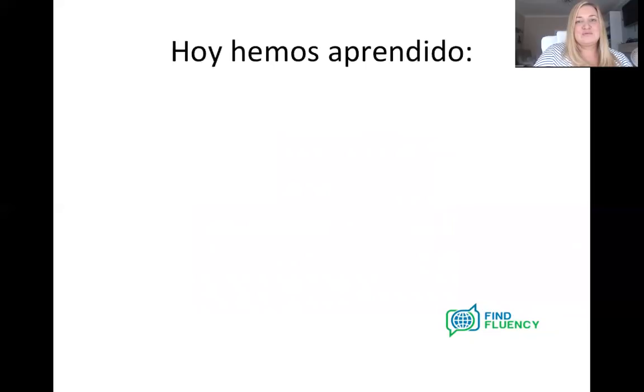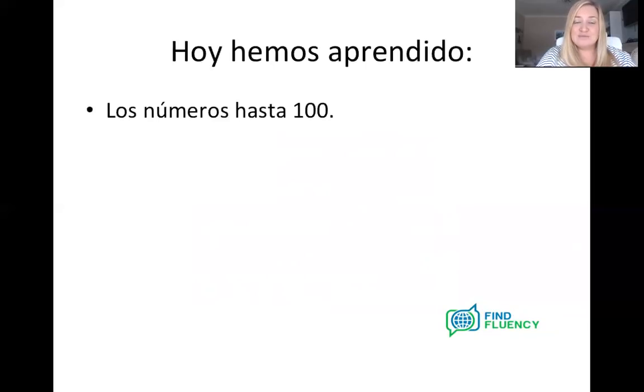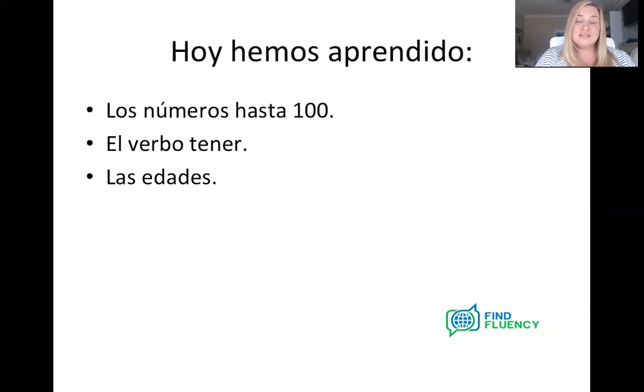Okay, well done today, guys. Hoy hemos aprendido, today we've learned, los números hasta 100. El verbo tener, 3 partes del verbo, so 3 parts of the verb. Y las edades en español. So we've done numbers to 100. We've done 3 parts of the verb tener, and we've done ages.